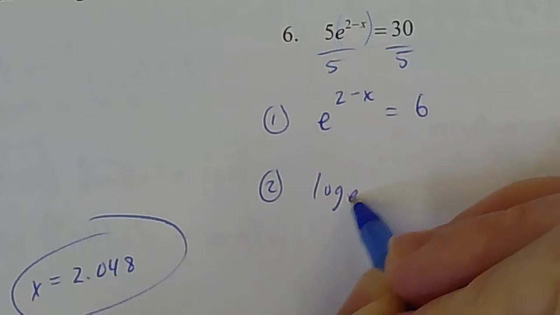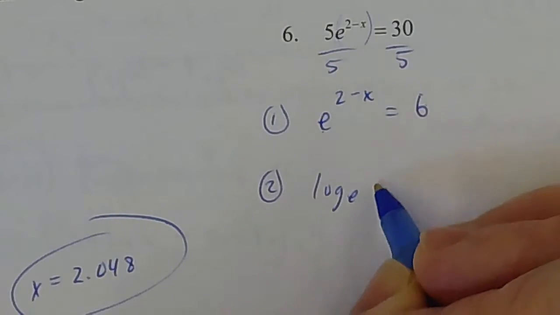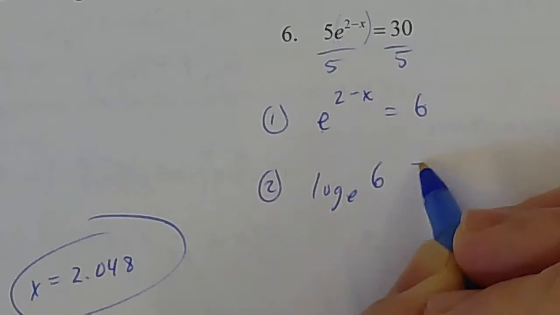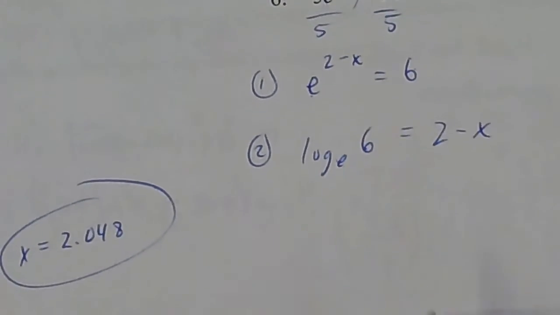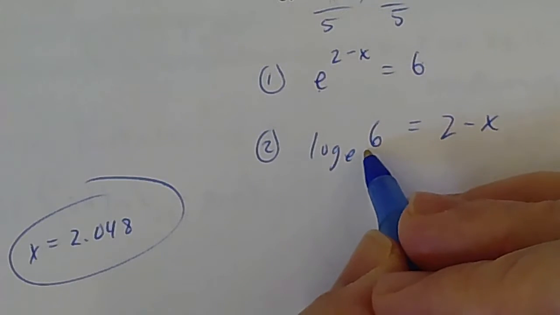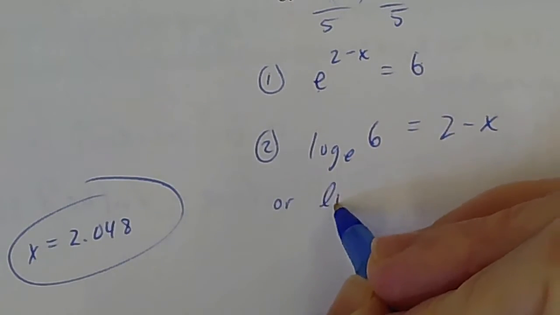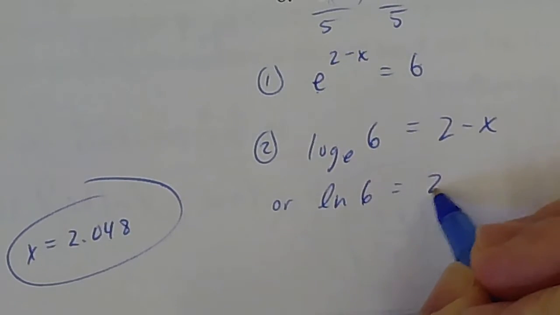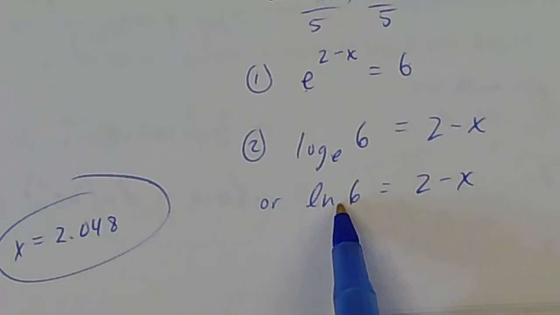First, I'm going to write it as log base e, just so we're putting everything in the right spot, of 6 equals the exponent. Now, when we see log base e, we should know that that's natural log. So you could also write this as ln of 6 equals 2 minus x. I probably expect most of you to do that.